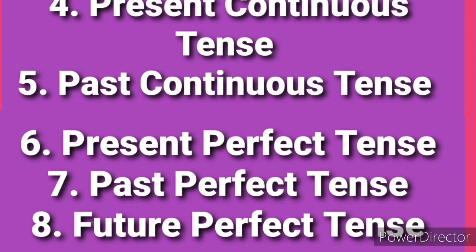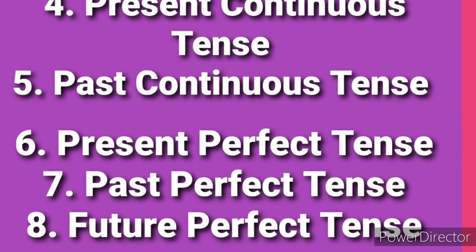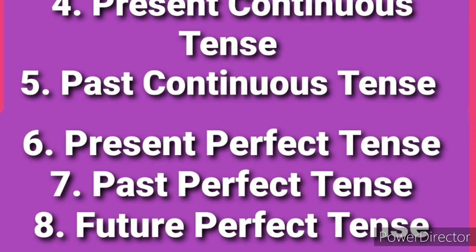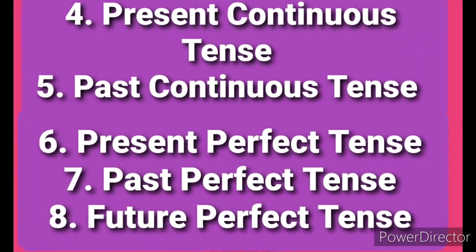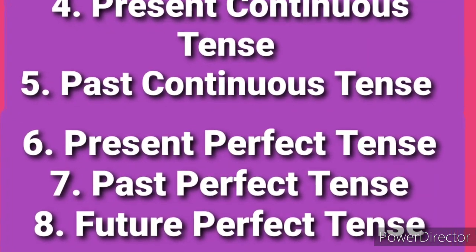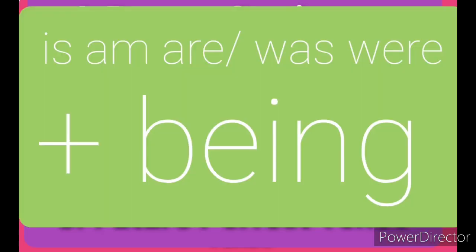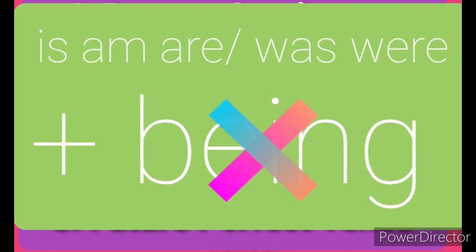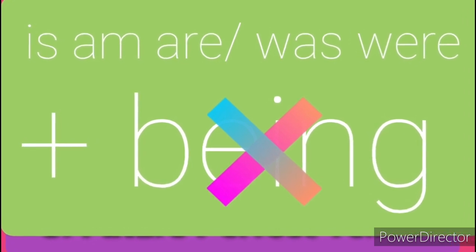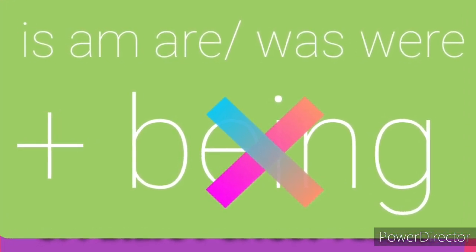And among the 5, the next ones are the continuous tenses. 2 are there from the continuous. So if the sentence is a letter is being written by you, or the sentence is a letter was being written by you, means if there is am, is, are plus being in the sentence, or was, were plus being, what you are supposed to do is remove being, and then add the ing form to the main verb.